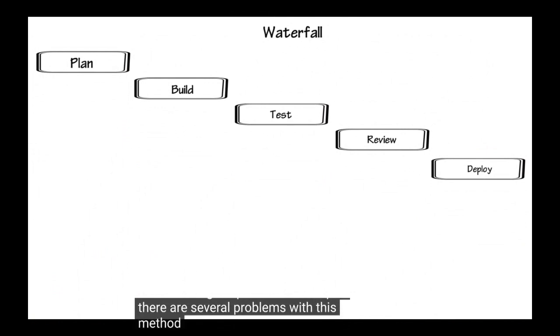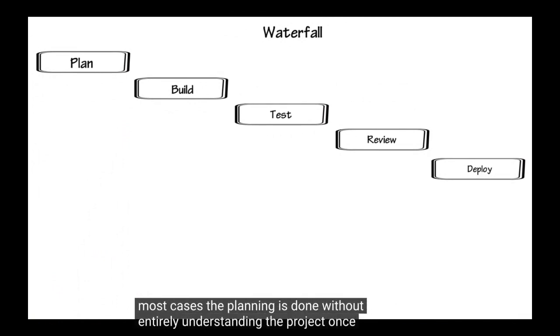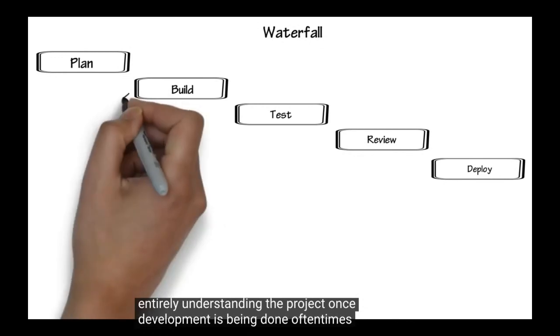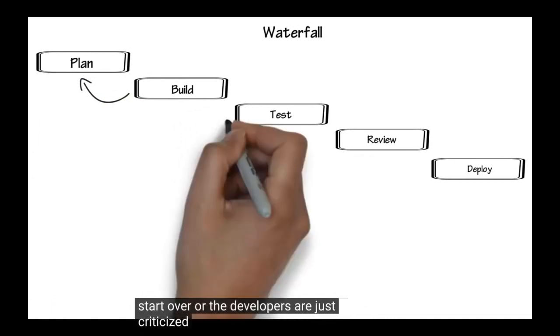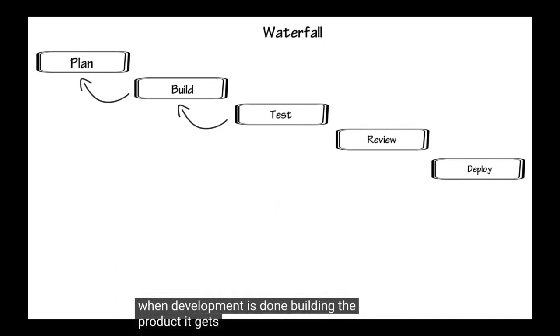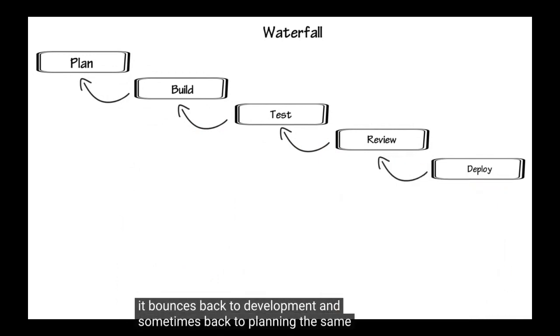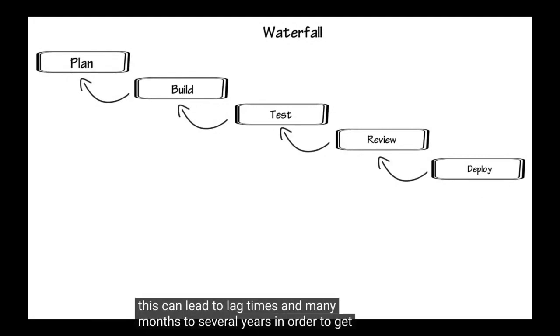There are several problems with this method. First of all, the planning must be completed before any work begins. In most cases, the planning is done without entirely understanding the project. Once development is being done, oftentimes things get sent back to the planning phase, and the project either needs to start over, or the developers are just criticized for not understanding. This cycle can happen many times. When development is done building the product, it's thrown over to test, where when problems are encountered, it bounces back to development and sometimes back to planning. The same issues occur in the next few steps, lots of backstepping and doing over. This can lead to lag times of many months to several years in order to get a product out the door.